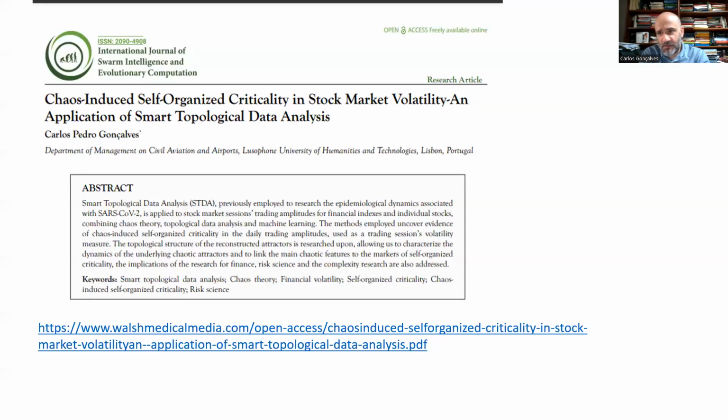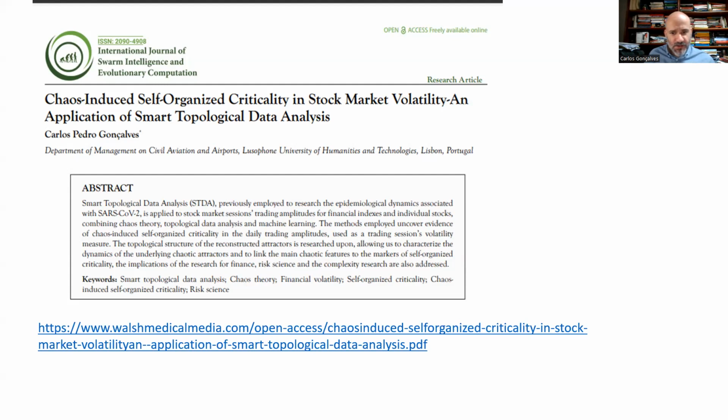So this webinar will be focused on my latest publication, the article which was just published in the International Journal of Swarm Intelligence and Evolutionary Computation, and it deals with chaos-induced self-organized criticality in stock market volatility, and we'll be applying smart topological data analysis. We'll be showing the article's main findings and how smart topological data analysis can be employed as a state-of-the-art and very robust approach for nonlinear time series analysis, for identifying chaos in nonlinear time series data, and for attractor reconstruction and analysis.